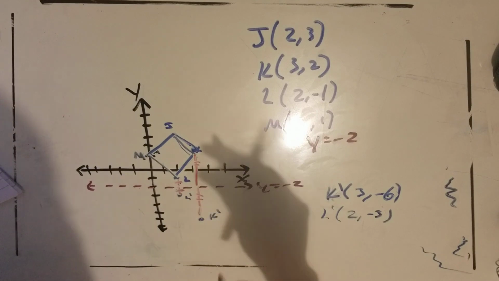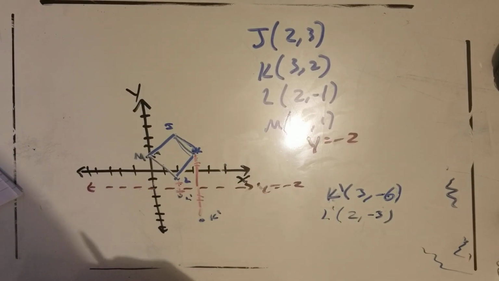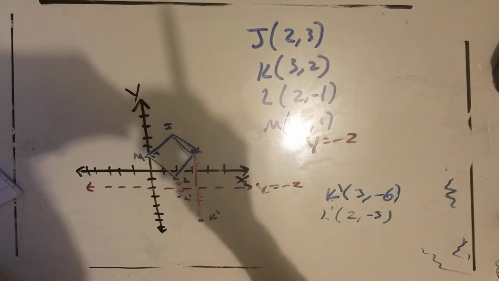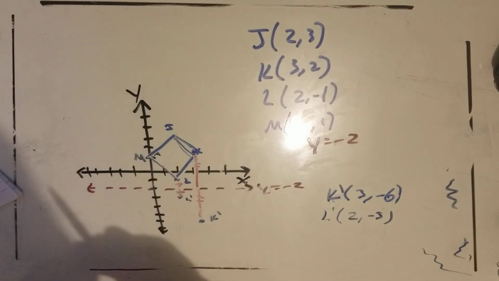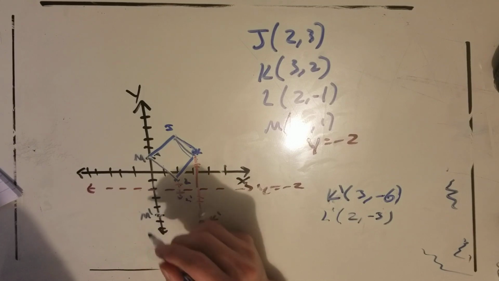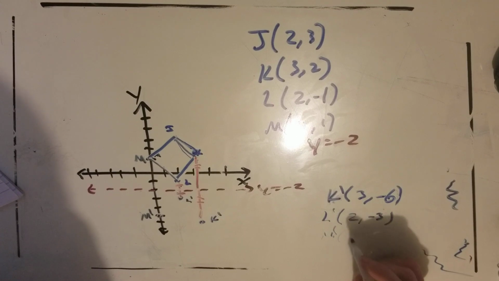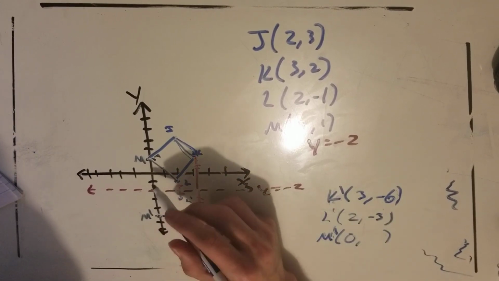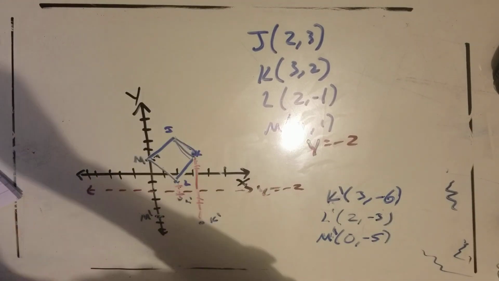Okay. So then point M, if we count, is 1, 2, 3 units away vertically going down. So M prime is going to be 1, 2, 3 units away. Point M would be right here, or M prime would be right here. And we would have 0, comma, negative 1, 2, 3, 4, 5. Negative 5 for M prime.